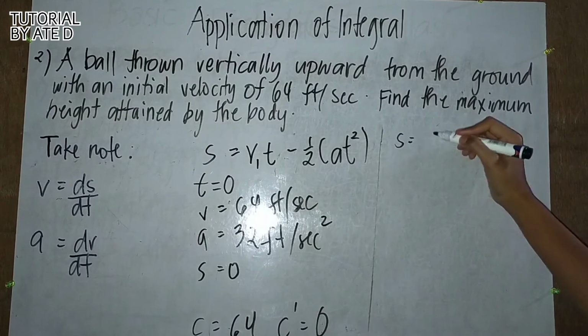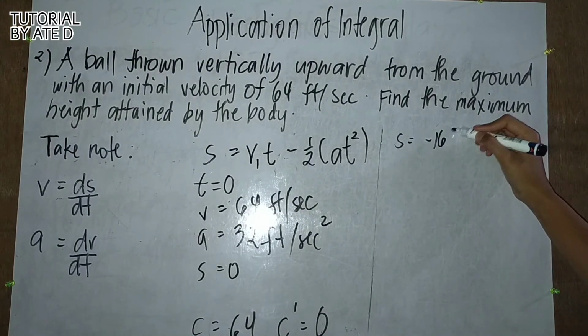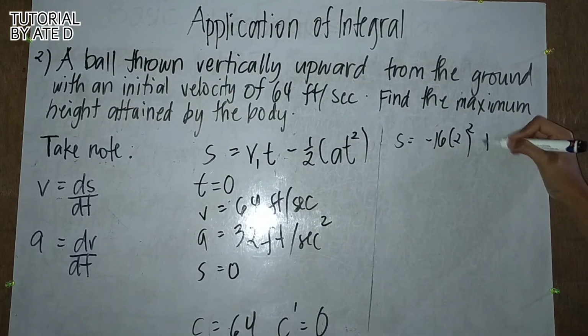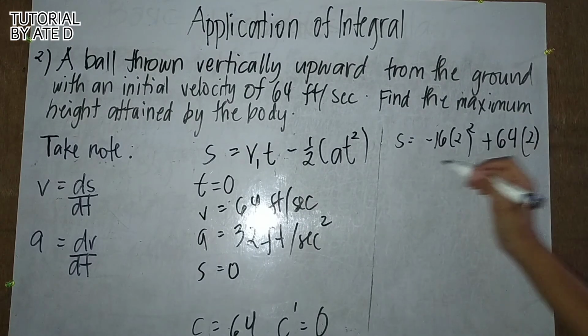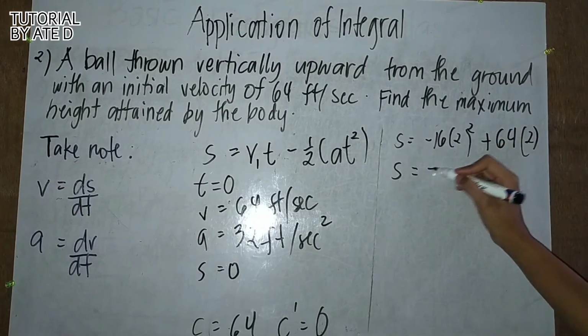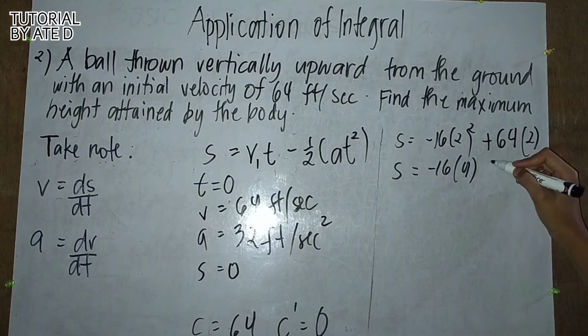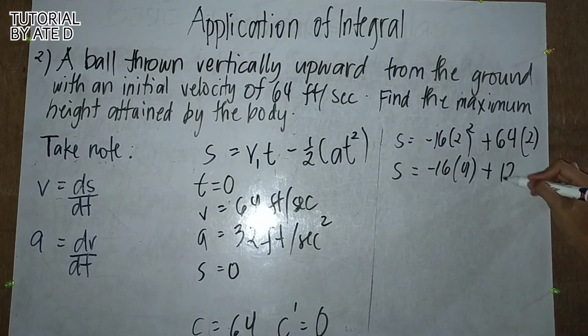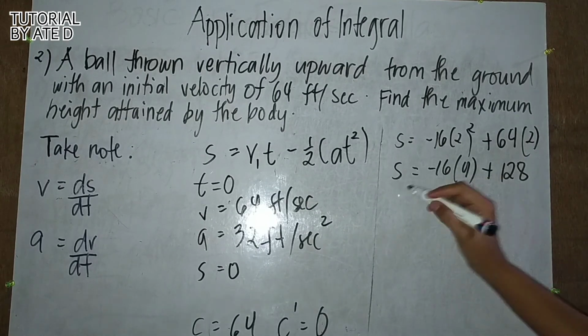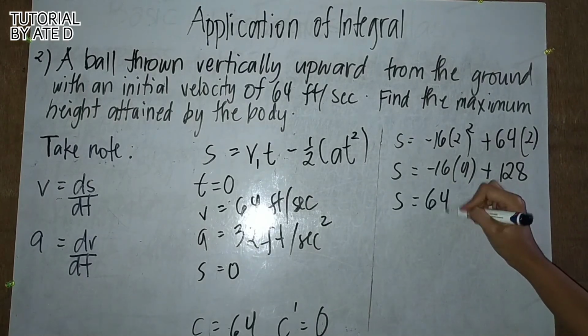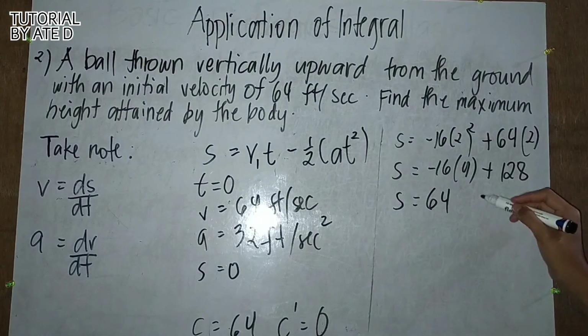s is equal to negative 16. The value of t is 2, so 2 raised to 2, plus 64(2). So, solving, negative 16 times 4 plus 128 is equal to 64. So, ang sagot sa number 2 is 64 feet.